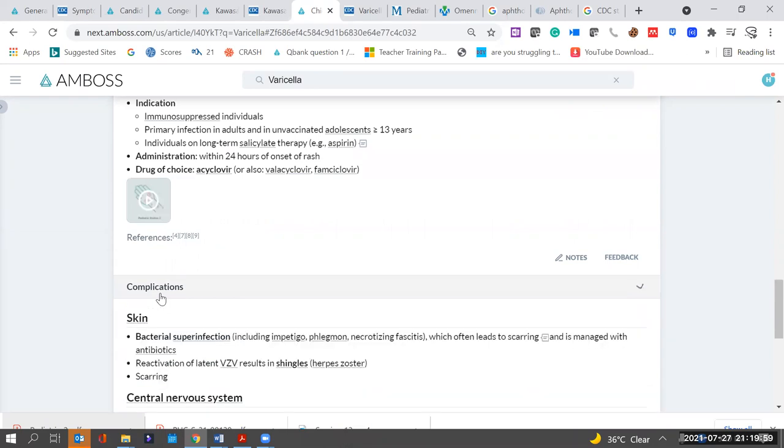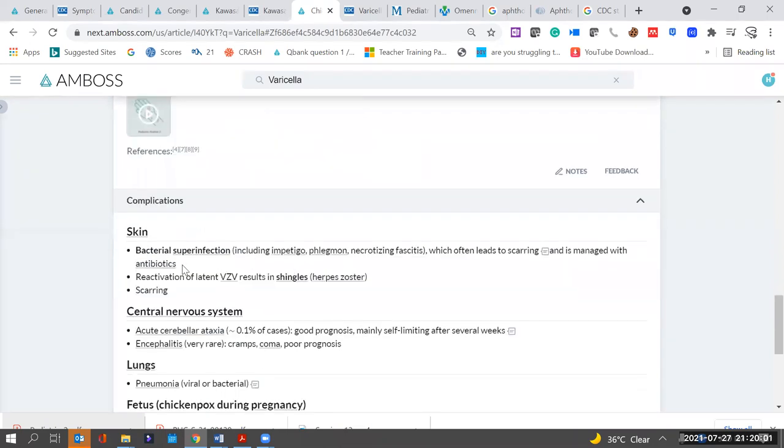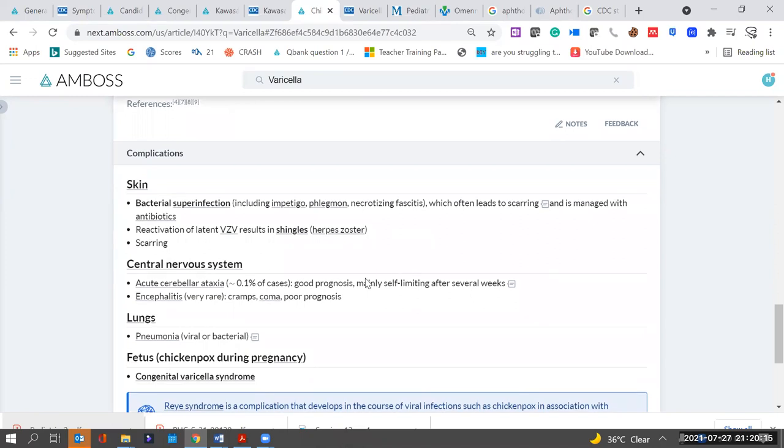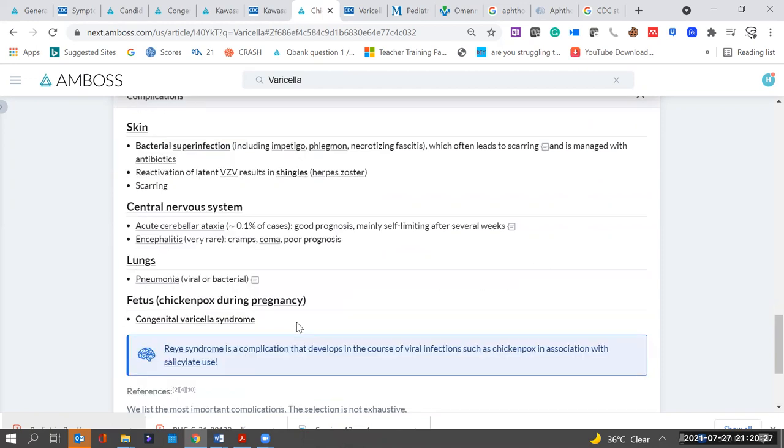So what complications can we see in the skin? We can see impetigo and necrotizing fasciitis. Of course, necrotizing fasciitis cannot occur in a day or two. It will take time, so that's why it's coming under the heading of complication. Scarring can be there. Scarring is the most common complication. CNS can be involved. Acute cerebral ataxia, less likely, only 1% of cases, but it can be there. Encephalitis can be there because of this infection, so brain involvement is there. Lungs can also be involved, causing pneumonia.